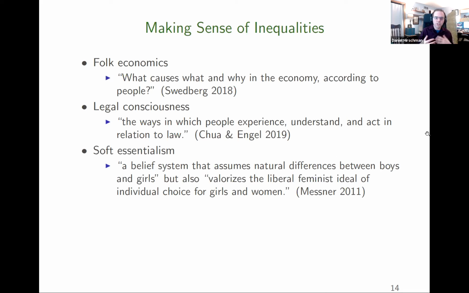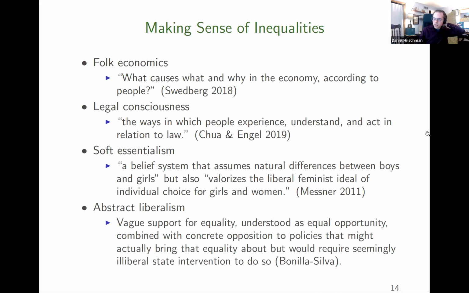This is a kind of gender ideology or belief system that simultaneously assumes there are natural differences between boys and girls, but also valorizes the liberal feminist idea of individual choice for girls and women. So the idea is that women and men have systematic differences in their preferences, but we should be encouraging women to have the full range of possible choices. And this contrasts with the harder essentialism of days past.